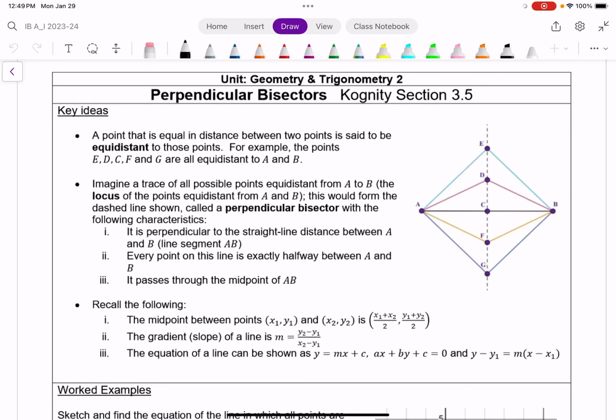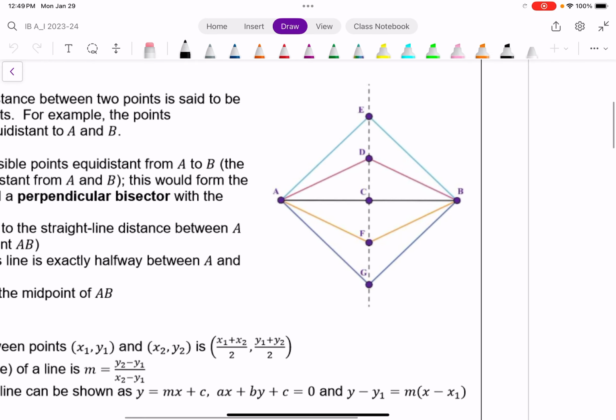All right, so I have a relatively short lesson introducing the idea of what a perpendicular bisector is. And really the point of this lesson is to prepare us for the next one. But in general, if I have any two points, A and B.